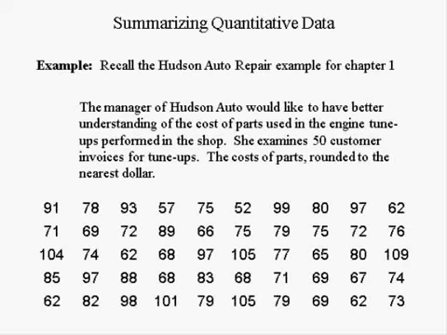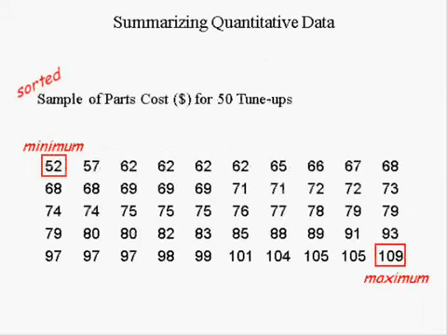In Chapter 1, we constructed a histogram and computed the sample mean for the Hudson Auto Repair example. If you recall, the manager of the garage wanted to compile statistical summaries of several variables associated with the operation of her garage. One of the variables of interest is the cost of parts used in tune-ups. She randomly selected 50 tune-up invoices. She entered the cost of parts, rounded to the nearest integer, into an Excel spreadsheet like the data shown below. Sorting the data from the minimum value of 52 to the maximum value of 109 is helpful in understanding how medians, modes, and percentiles are found.